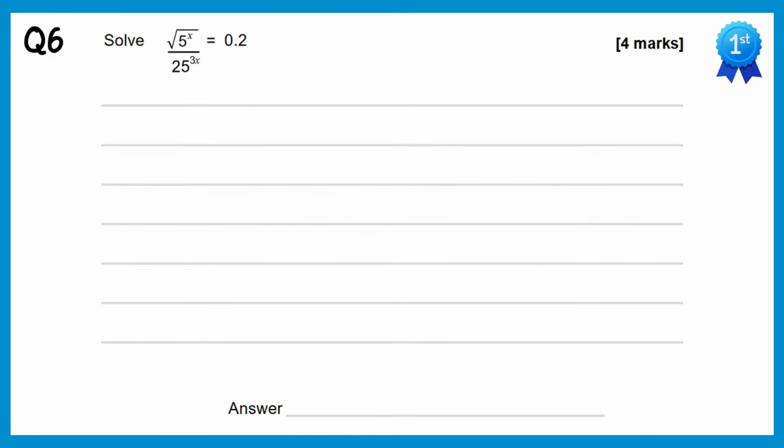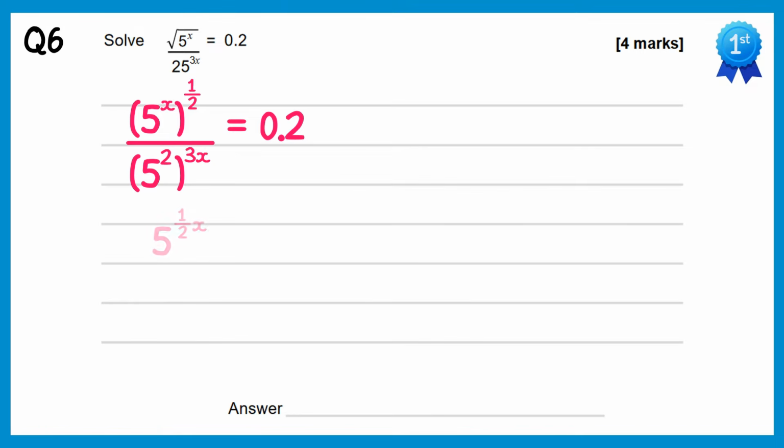For this question, we'll start with the square root 5 to the power x. Anything to the square root is just to the power 1/2, so we've got 5 to the x to the power 1/2. And on the bottom, we'll change the 25 into 5 squared, so we've got 5 squared to the power 3x, and this equals 0.2. We can now use the bracket to the power law, so we multiply the indices. So on the top, we have 5 to the power half x, and then on the bottom, we have 5 to the power 6x. The right hand side equals 0.2, which you should otherwise know as a fraction is 1/5.